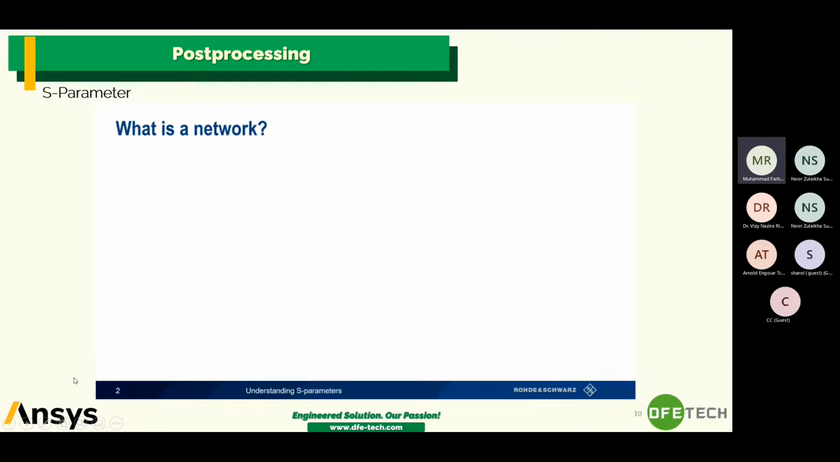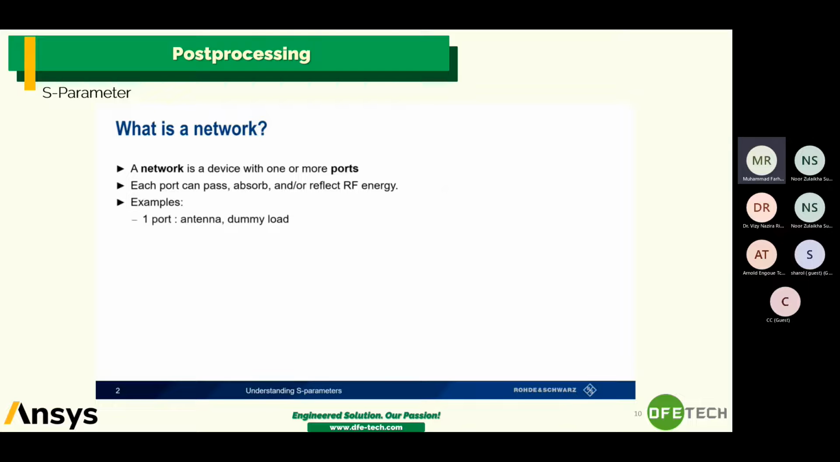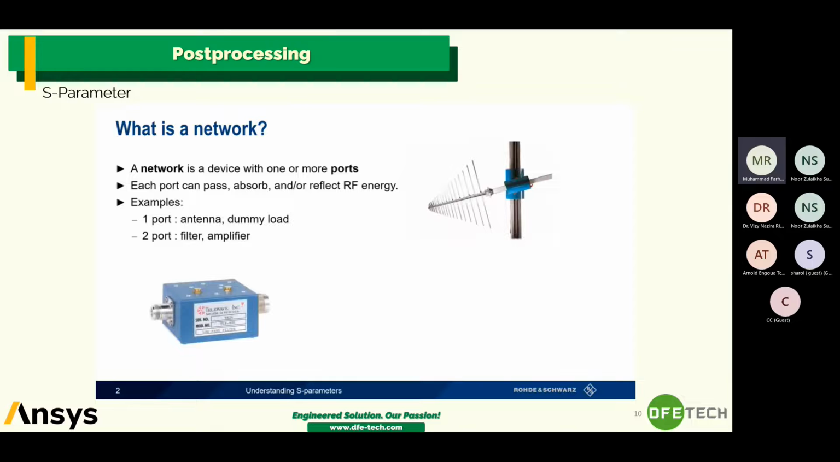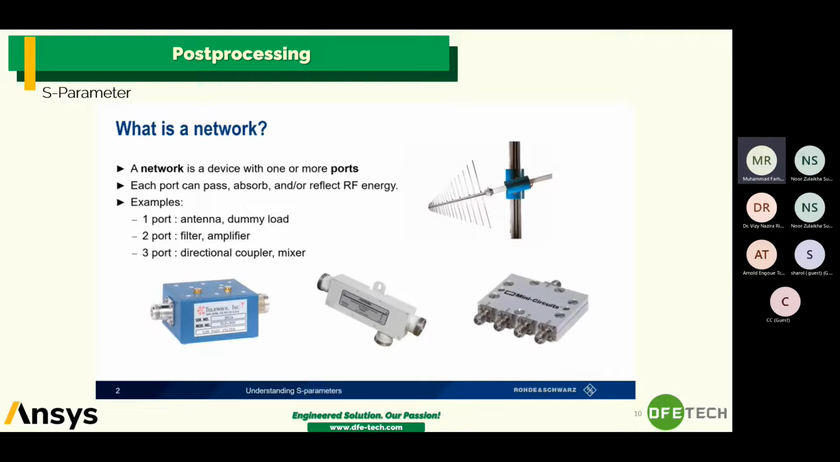Let's start by explaining what we mean by a network. In the radio frequency world, a network is a device that has one or more ports, with each port being able to pass, absorb, and/or reflect radio frequency energy. An example of a one-port network would be an antenna or a dummy load. Common two-port networks include things like filters or amplifiers, and a three-port network could be a device like a directional coupler or mixer. 1-, 2-, and 3-port networks are the most common, but networks with a higher number of ports also exist.